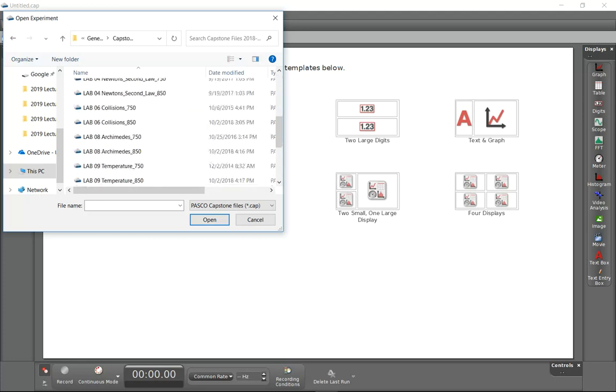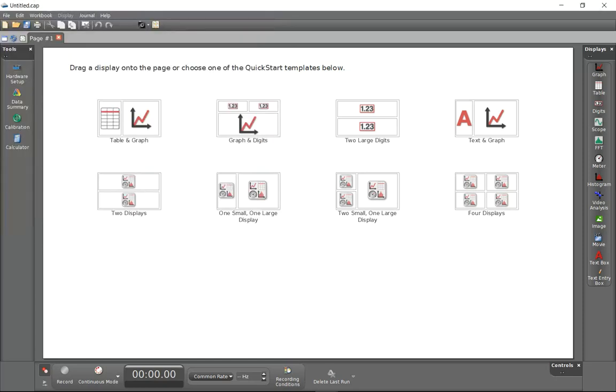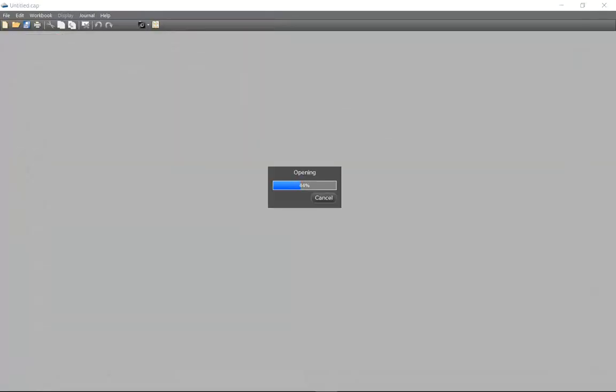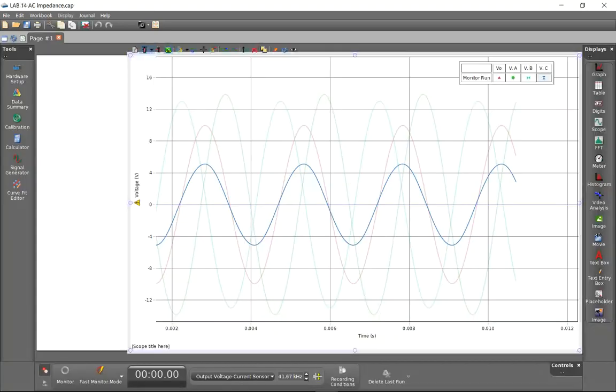Okay, so it's lab 14, AC Impedance. And there's a couple important things to note. Now it's going to come up and it's going to show an oscilloscope view, and you see there's a bunch of lines on there. There's a bunch of lines because that's what I saved it with. I had a bunch of these connected.